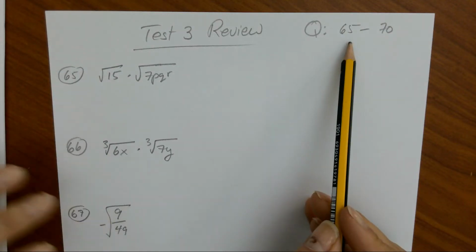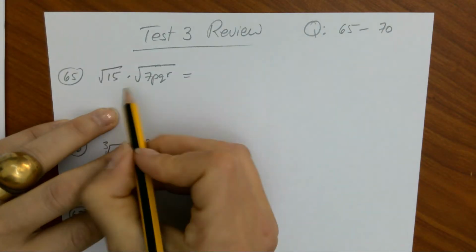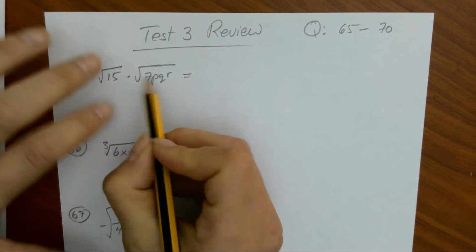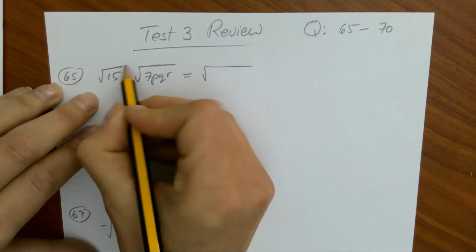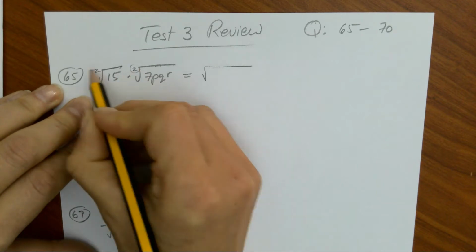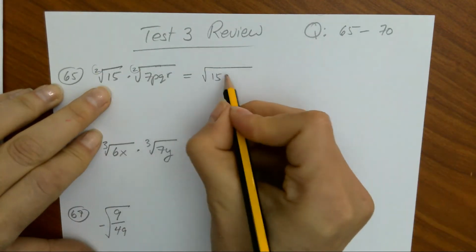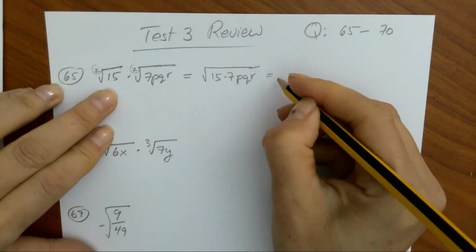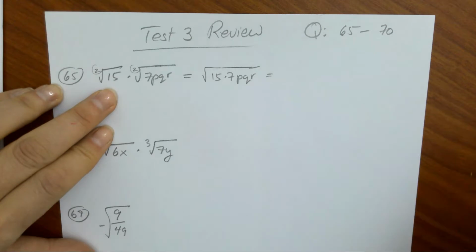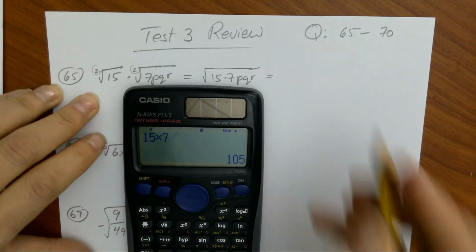45 to 70. So the rule with multiplication is I can just put everything under the same radical sign. Because this is a 2 and this is a 2, I can just put them under the same radical sign. So it's really 15 times 7 PQR, and 15 times 7, I have no idea what it is, 105.